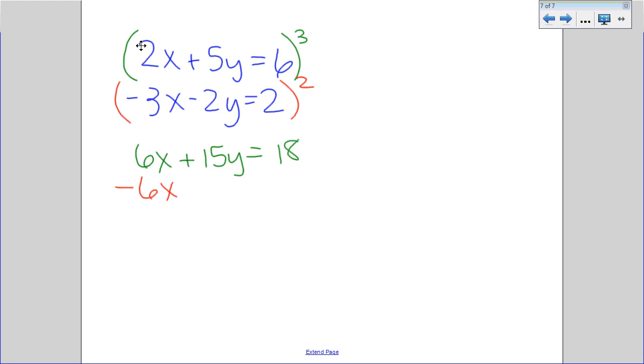2 times negative 3 is negative 6. We knew that. We made that happen. 2 times negative 2 is negative 4y. Are x's going to cancel now? Yeah. And as long as we multiply everything in the equation by the same value, guys, it stays a true statement. It stays an equation. 11y equals, what's 18 plus 4? 22.